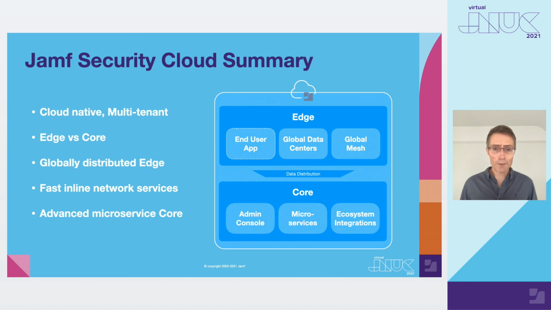The Jamf Security Cloud is a modern cloud-native platform which uses a multi-tenant microservices architecture. We've talked about the two main parts of the platform being the edge and the core, how the edge is formed from a network of data centers we run around the world and where we deliver fast, advanced inline network services to our end users, and the core, which is the management plane for the platform, and how it features a broad range of advanced capabilities, including the multi-layer threat signal processing we just looked at, which drives our risk-based modeling.